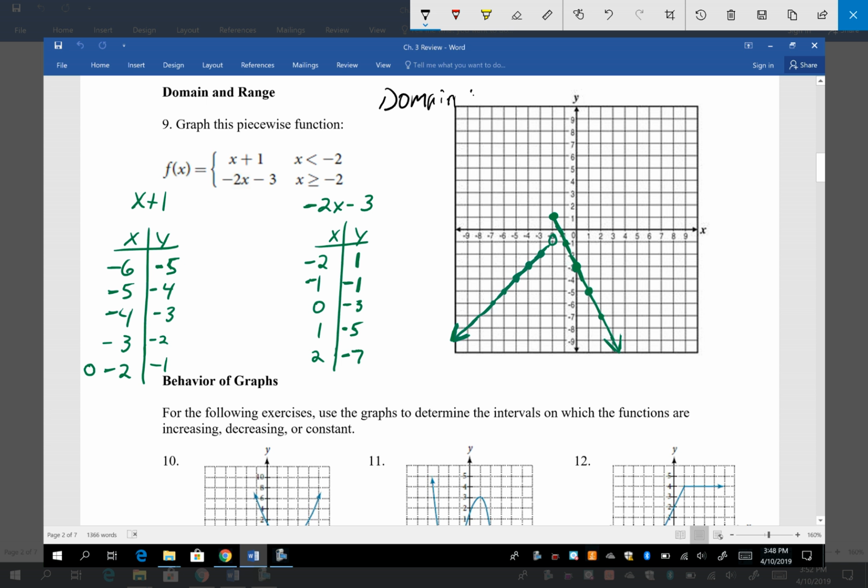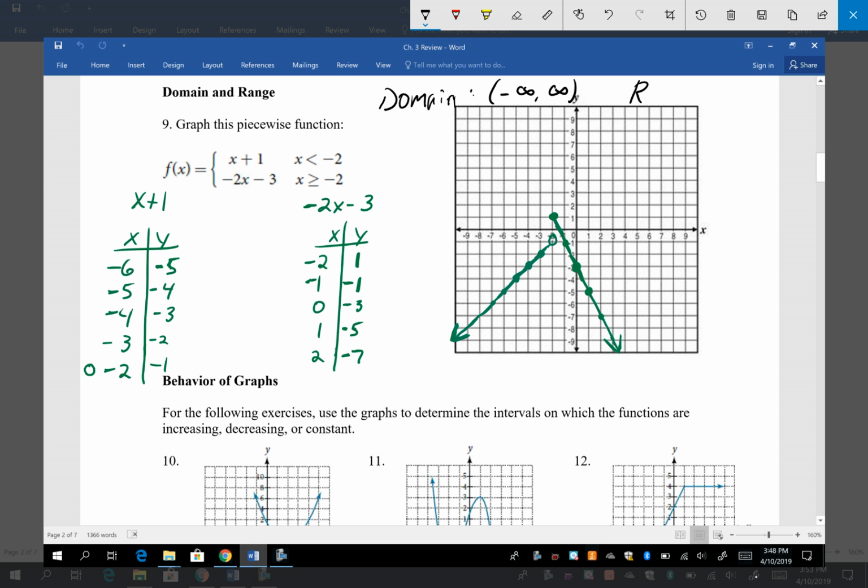What's the domain? What values for x could we use? Negative infinity to positive infinity. Do you see how the arrows are going in both directions forever? So all the x values are good. Now, did we use all the x values? No. But in terms of the domain, any value for x is fine.